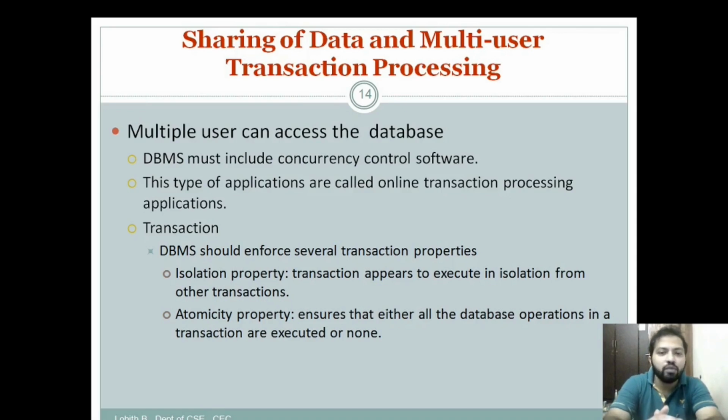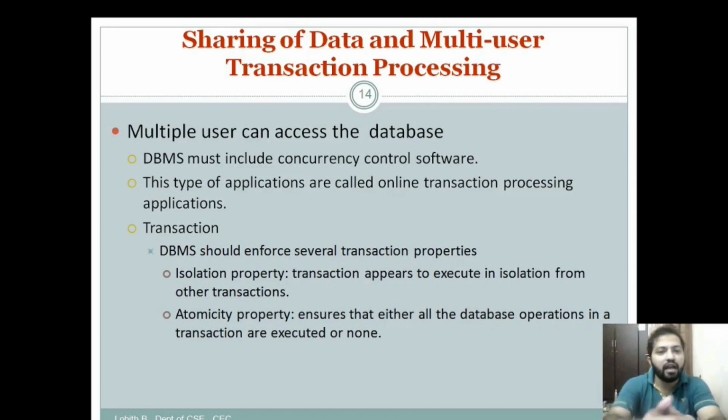Sharing of data and multi-user transaction processing. As the name itself says, multiple users can access the database. A DBMS must include concurrency control software. When I say concurrency control, take for example a bus reservation system, where n number of users will be trying to book a particular seat, but the DBMS will allow only one user to book a seat. So this technique is called concurrency control. This type of application is called an online transaction processing application.